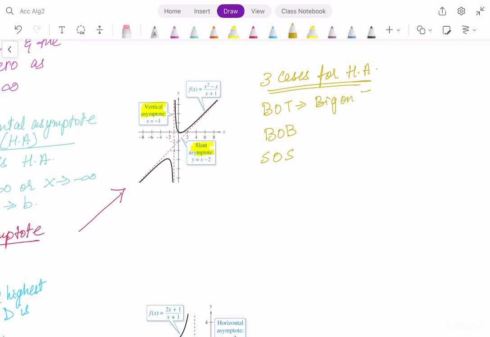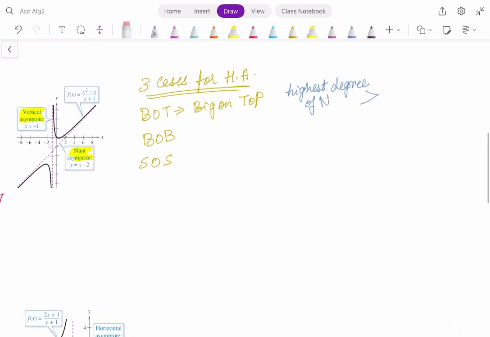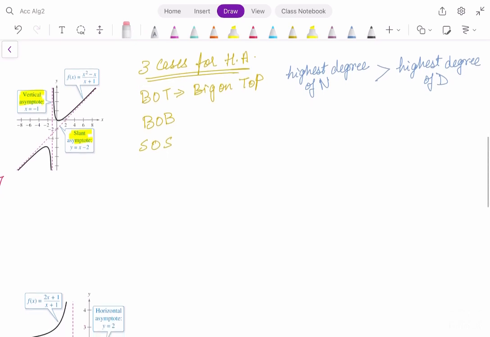BOT implies big on top. When I say big on top, it implies the highest power is in the numerator rather than the denominator. So the numerator's highest power is greater than the denominator's highest power. So the highest degree of numerator is greater than the highest degree of denominator. In these cases, we get a slant asymptote.